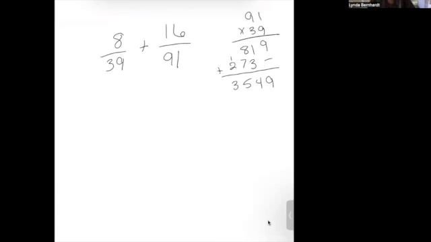Is this insane? Yes, it is. But if you're using a calculator, it's really not that bad. So if I choose to go this route, you're going to have to do a lot of simplification. And I think that's why they give it to you that big. So if we go this route, then I'm going to have to say 8 times 91 over 3, 5, 4, 9 plus 16 times 39 over 3, 5, 4, 9, and then I solve. That's a little crazy. So I don't think you want to do that.